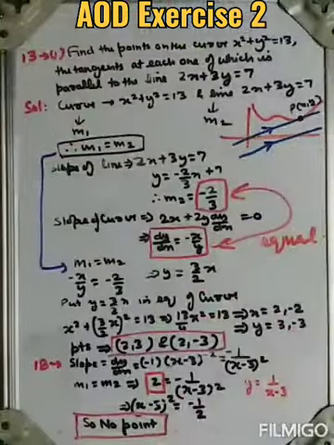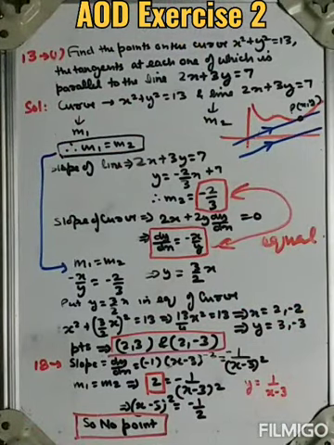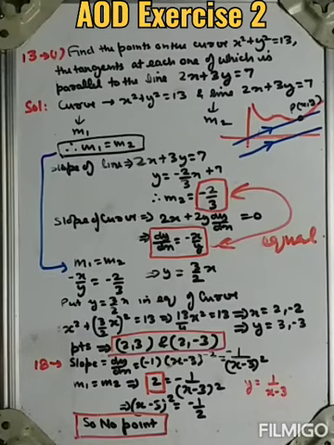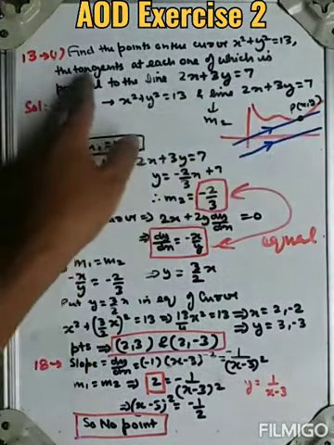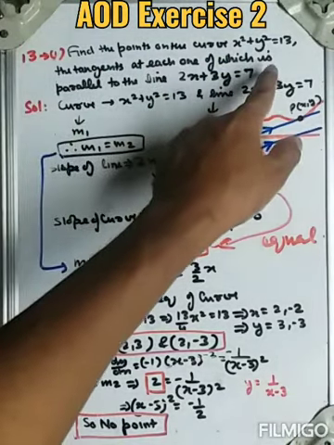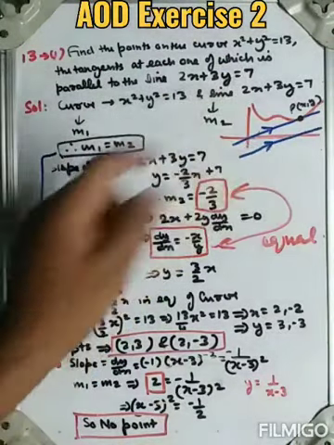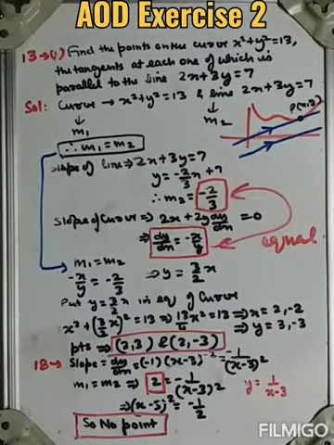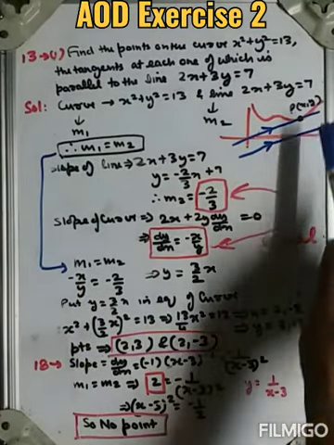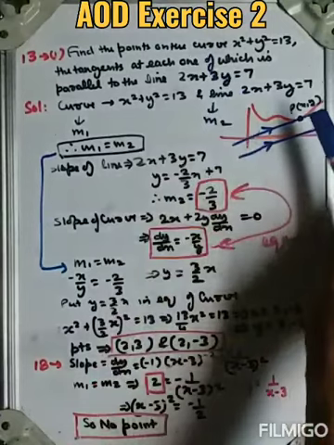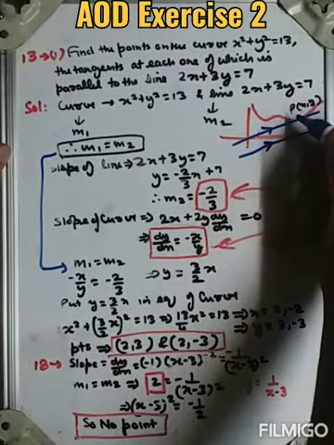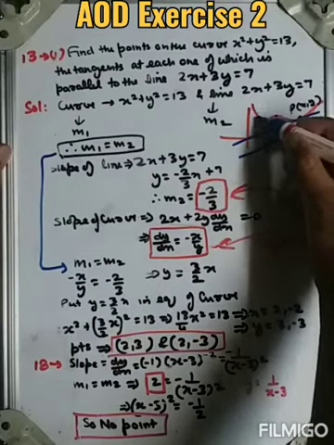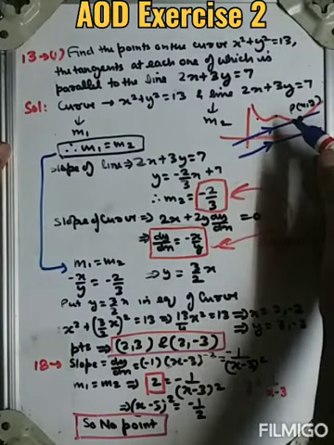Now let us discuss two more questions of the same exercise. Find the points on the curve x square plus y square is equal to 13, the tangent at one of which is parallel to the line given. Now what is the question? Find the points on this curve. It said points, not the point. Points can be 1, 2, 3, 4, any number of points.